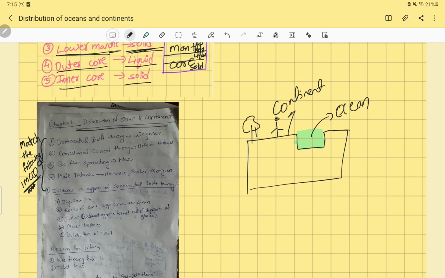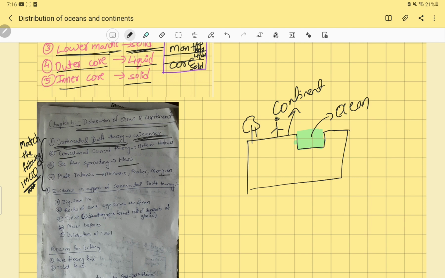Now there are different theories given by different people about how the ocean and continents are distributed. The first theory is the continental drift theory, that is given by Wegener. They may ask you this thing, like continental drift theory is given by, they may give you the match the following with options like Wegener, Arthur Holmes, Hess, Mackenzie, and Parker. So you have to know that continental drift theory is given by Wegener.